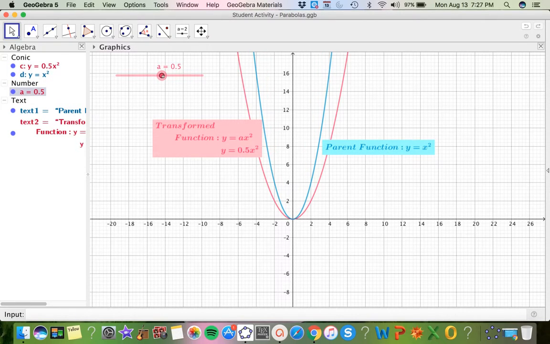Okay, so let me just bring it back to 1. Alright, so I have A at 1. This is just our standard parent function. But let's see what happens when I increase A. So maybe I'll make A 2. Alright, so let's make A 2.